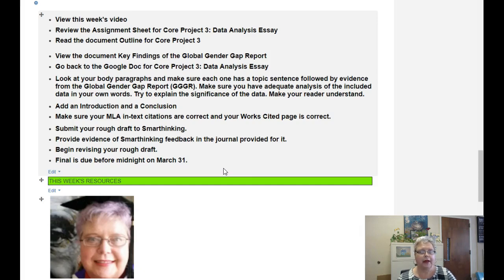And then when you have your rough draft put together, go ahead and submit it to Smart Thinking. Provide evidence of your Smart Thinking feedback in the journal for this week. That will be the graded assignment for this week, is your Smart Thinking feedback. And then begin revising your rough draft. The final for this won't be due until next Sunday night, March 31st. So let's take a look at some of these things.